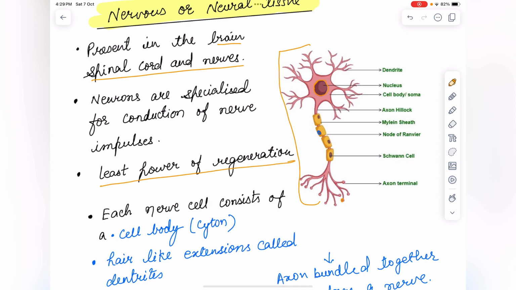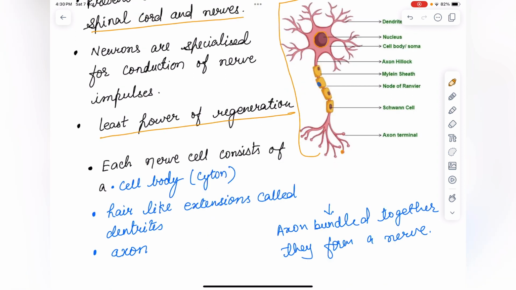Regeneration का power का मतलब क्या हुआ? If it is damaged, अगर वो डैमेज हो जाता है तो इसमें रीजनरेशन या सेल डिवाइड नहीं होती है. The number of cells we got at the time of birth will remain the same. These neurons are specialized for conduction of nerve impulse. They receive stimuli from within or outside the body and conduct impulse. Impulse is what? Signals. It will get the signals which travel from one neuron to another neuron.